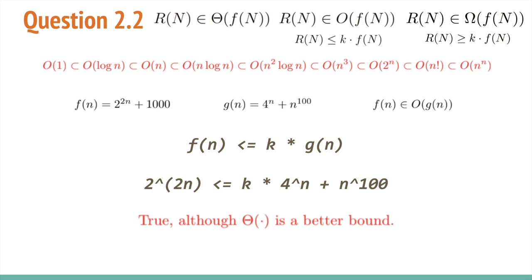Here, f of n is claimed to be in big O of g of n, and this is true since both are bounded by 4 to the power of n. In fact, theta would be a better bound.